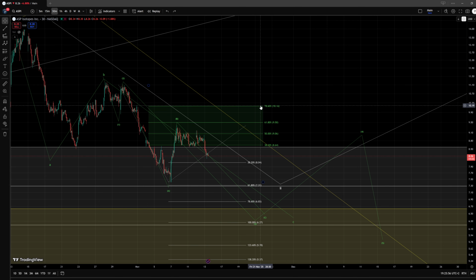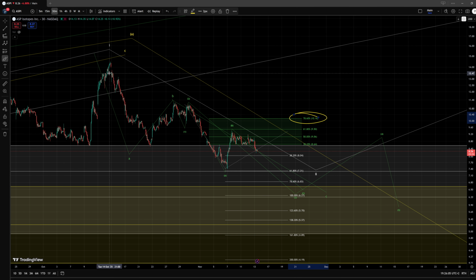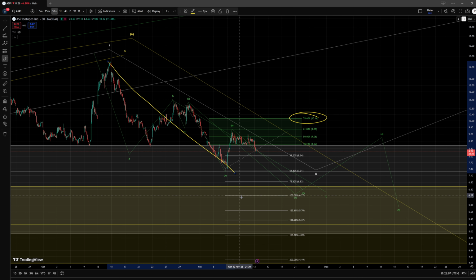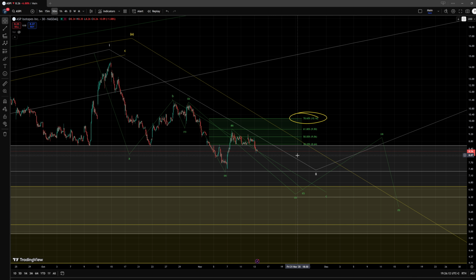But I do need to allow the resistance to be all the way up to the $10.1 level at this point at least. We need to break that for a more clear indication that this pattern to the downside, this movement to the downside, is likely done. And for now, these are the levels. This is the trade setup.